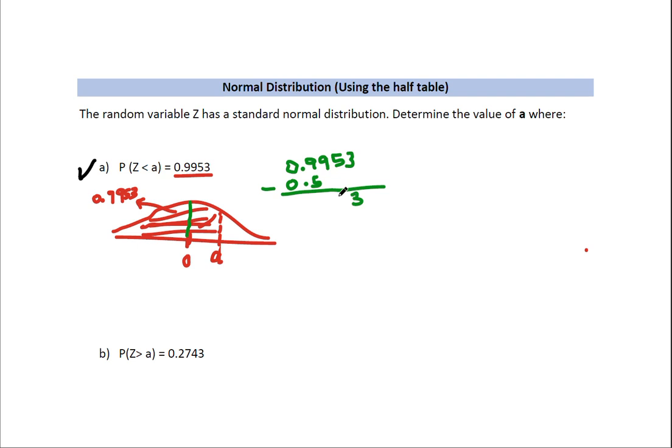So when we subtract here, we're going to get 3, 5, 9, and 4. 5 taken away from 9 here is going to be 4. So what I need to look for, because we're using the half table, we're going to need to look for the z value that corresponds to a probability reading of 0.4953. Once we come up with that value, then that value will be the value of a. If I was working with a full table, I would just go to the full table, search for the probability of 0.9953, and the z-score that corresponds to it would be my solution.